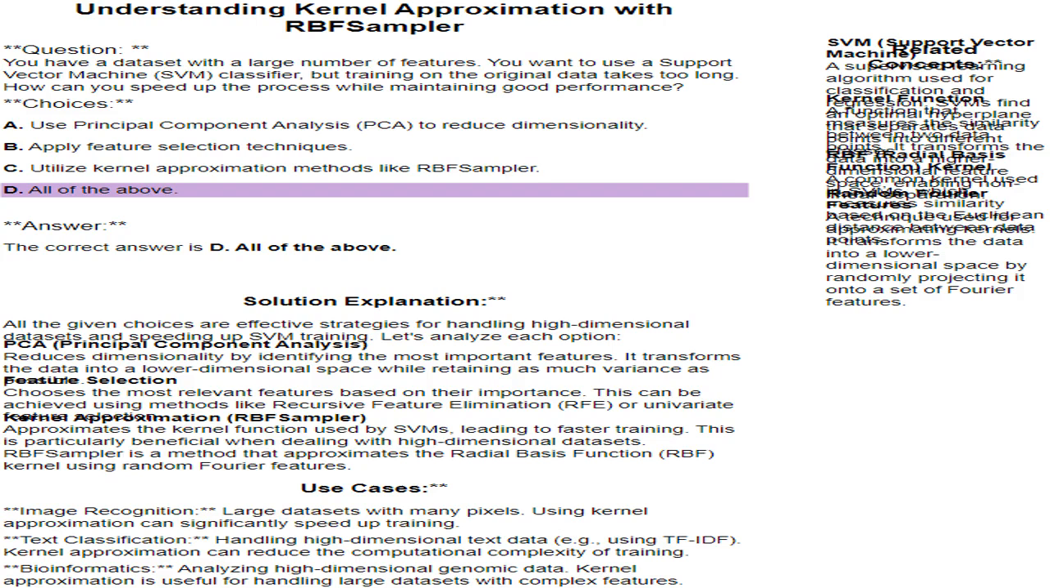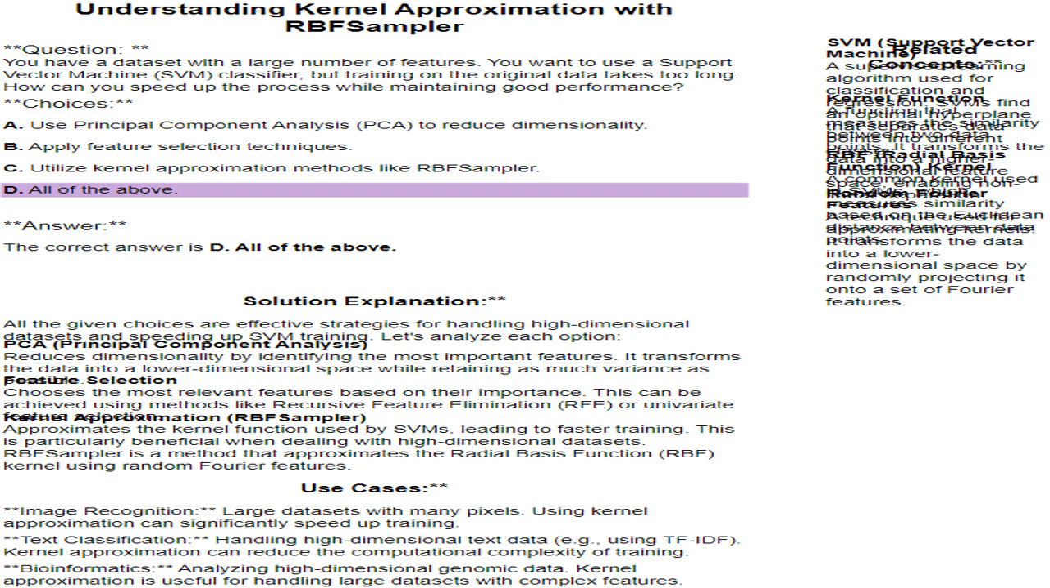All of the above. PCA, principal component analysis, reduces dimensionality by identifying the most important features. It transforms the data into a lower dimensional space while retaining as much variance as possible. True. PCA helps reduce the number of features in the dataset, thereby reducing the computational complexity of training the SVM. By preserving the most significant variance, PCA aims to retain as much information as possible from the original features.